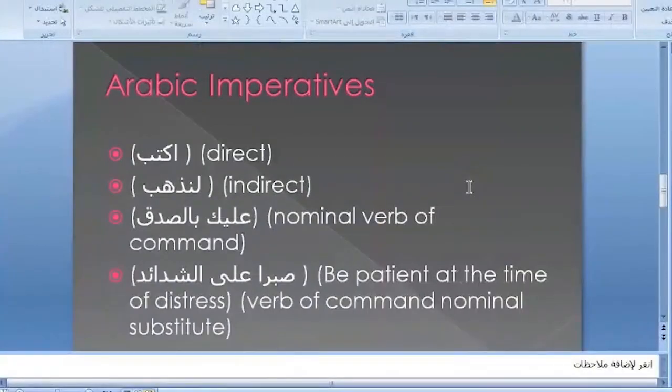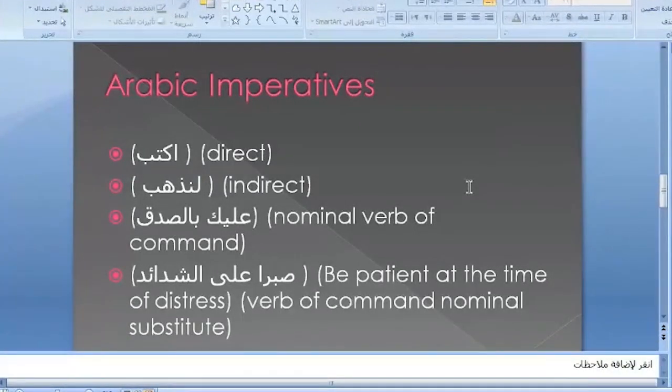Of course, their forms are different. When I say اكتب, I'm using the base form of the verb. It is direct. But when I say لنذهب, I am using the present form of the verb, يعني الشكل المضارع للفعل. But it is introduced by the morpheme لام الأمر, which makes the verb jussive. So when the morpheme lam is attached to a present verb, it changes it into an imperative clause, but it is an indirect imperative clause.